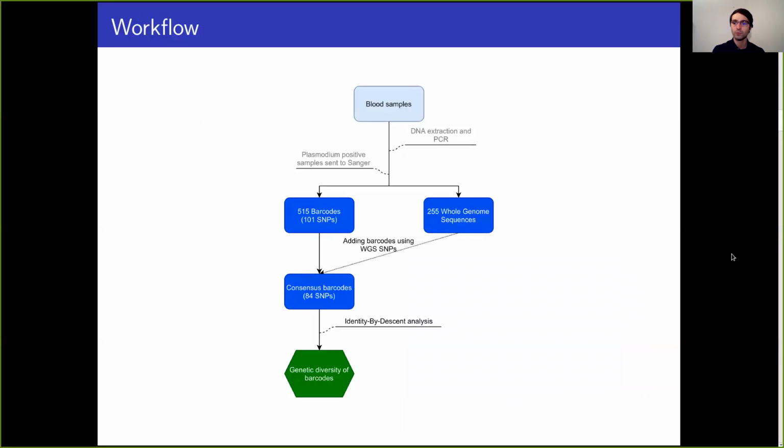So basically, we had 2 data, barcode data and whole genome sequences. We first decided to improve our barcode data by using the whole genome sequences, since they obviously had the 101 SNPs. The filtered and improved barcodes, made of 84 SNPs, were then used to estimate and to study the genetic diversity of barcodes by a method called identity by descent.